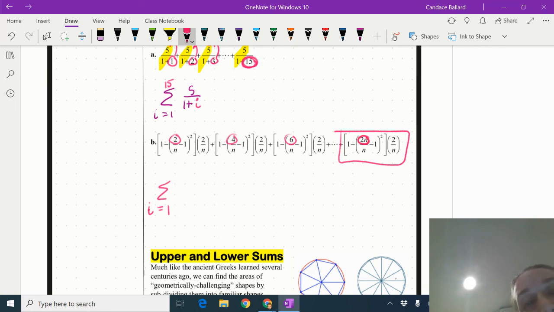Okay? So really think about what was happening. If this is term 1, I'm doing 2 times 1. If this is term 2, I'm doing 2 times 2. If this is term 3, I'm doing 2 times 3, which is where the 2n is coming from. So we're going to do 1 minus parentheses 2i over n minus 1 squared times 2 over n. And this is going to go all the way to the nth term.